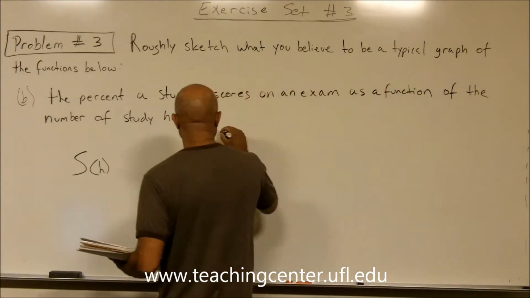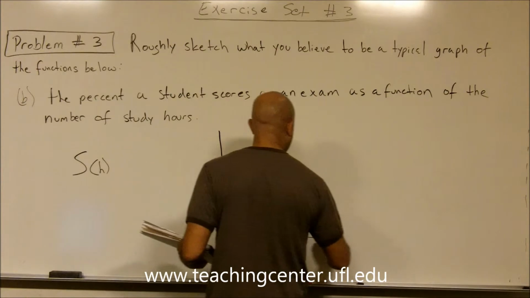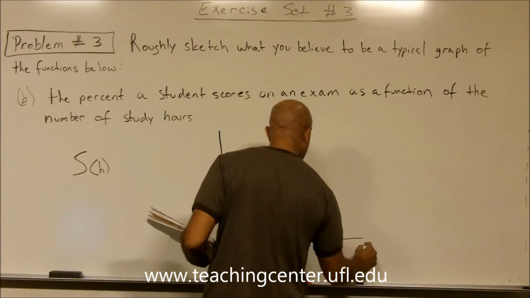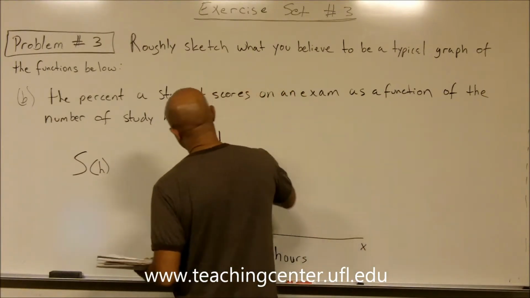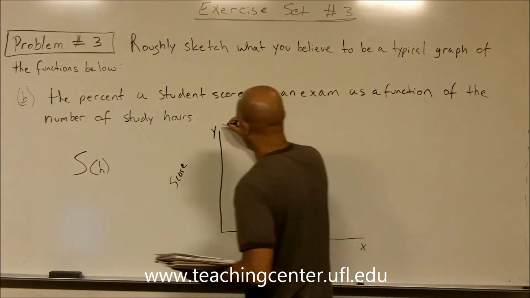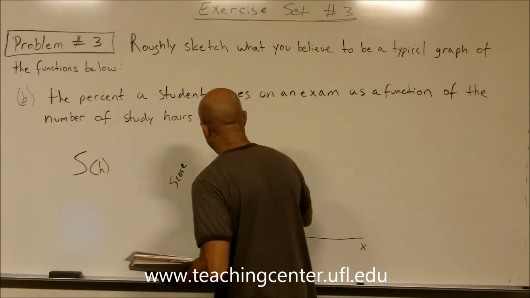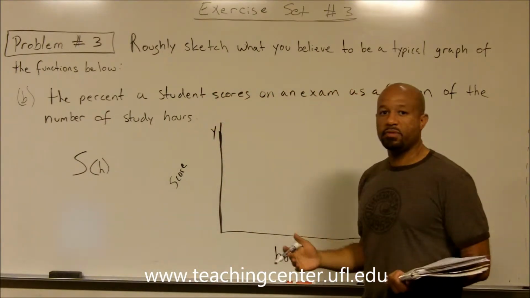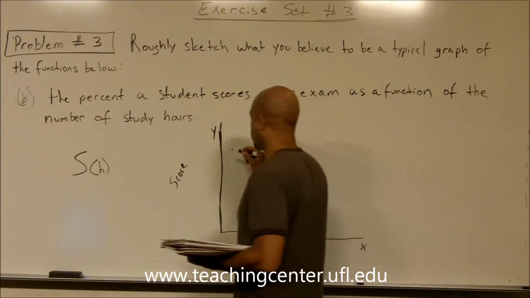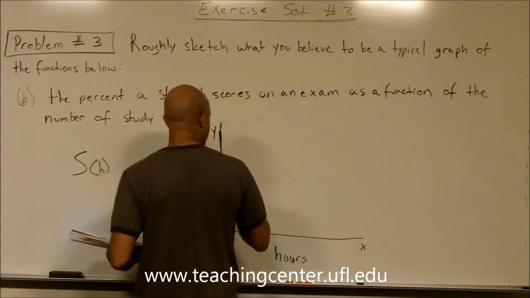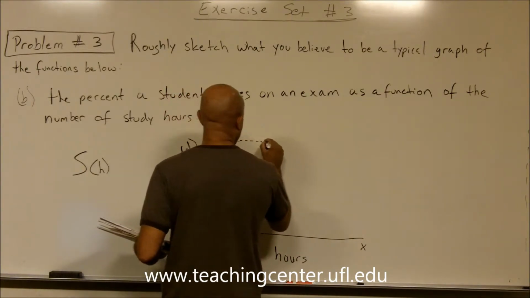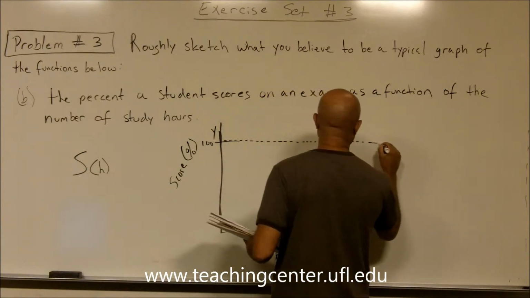We can create a coordinate system where we have study hours on the x-axis, and the score on the y-axis. We know a couple of things. We know that the maximum that a person can score would be 100%. So this would be in a percentage, and we know that the maximum is 100%. So we can't go higher than 100.